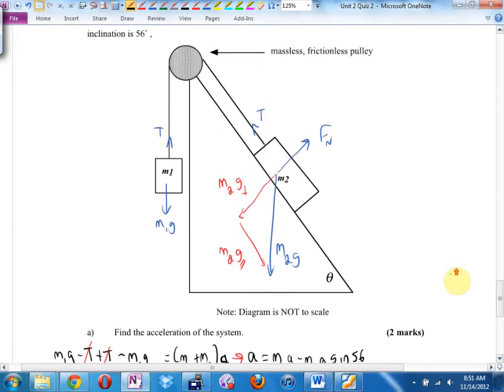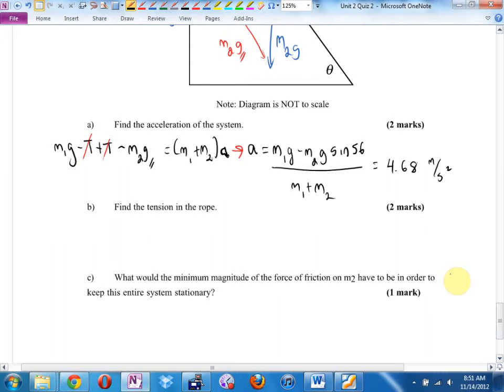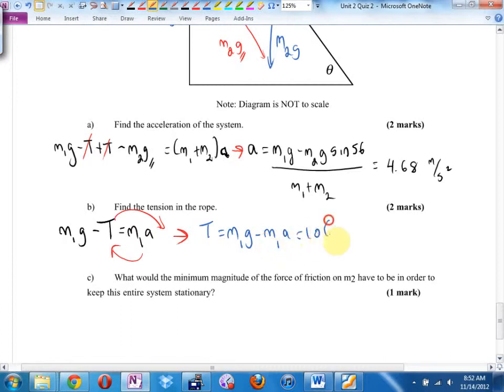Find the tension in the rope. You could use M2 to find the tension. I'm going to use M1 because it's way less yucky. Even though tension is losing in M1, it's going to be M1G minus tension equals M1A. And I'm just going to plus this to this side and minus that to that side. When I do that, I'm going to get tension equals M1G minus M1A, 10 times 9.8 minus 10 times 4.68. It's going to be 98 minus 46.8, which is 51.2.